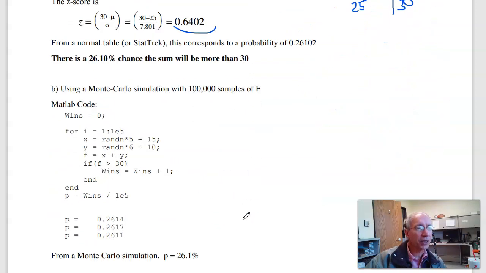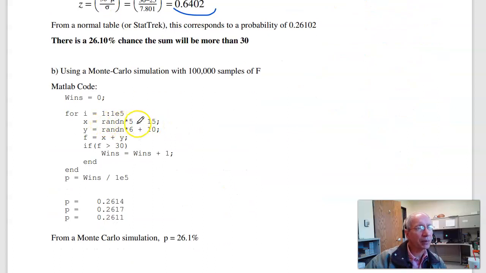I can check using Monte Carlo. I'm going to pick a random number. X is a standard normal distribution. The mean is actually 5. The standard deviation is 5. The mean is 15. Y has a standard deviation of 6, mean of 10. Add them all up and check. Is the total more than 30? If it is, I get a win. So if I do that, I got 26%, theoretically 26.1. So again, that matches up.